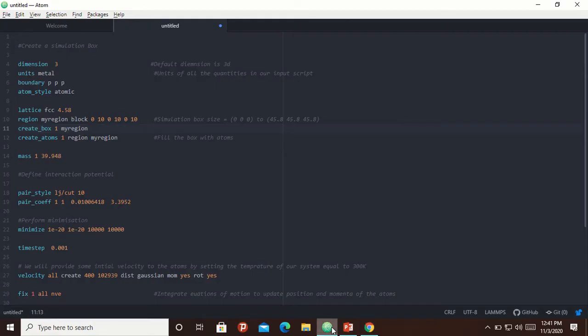So what is the idea of region? This is the idea of my region, that is my region. Okay, after that I have created the box. Now I have to fill the atoms in the box. So atoms are filled in the box with the help of the create atoms command.